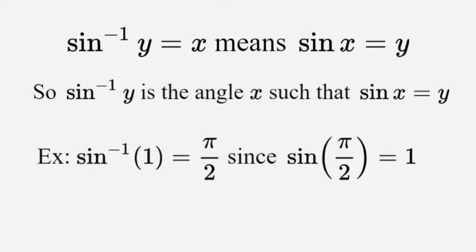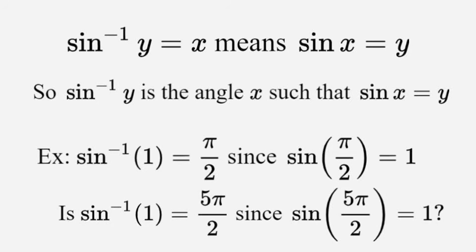As an example, sine inverse of 1 is pi over 2, because sine of pi over 2 is equal to 1. Now there's an issue with this, because you could argue that sine inverse of 1 could also be 5 pi over 2, because sine of 5 pi over 2 is definitely equal to 1. And so which one is it? Is the answer pi over 2, or is it 5 pi over 2?